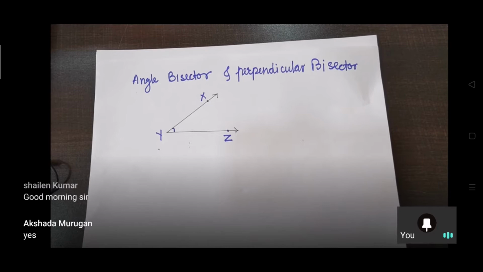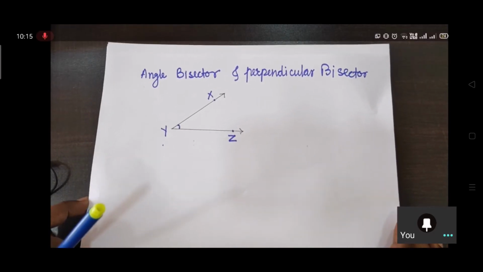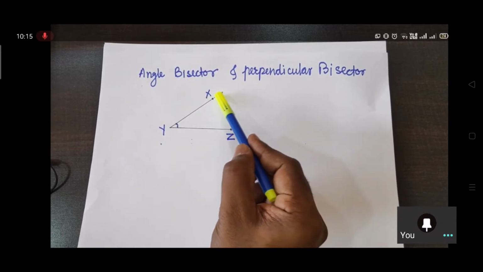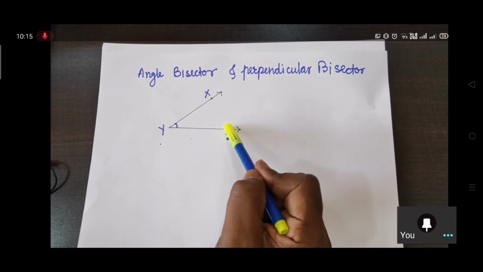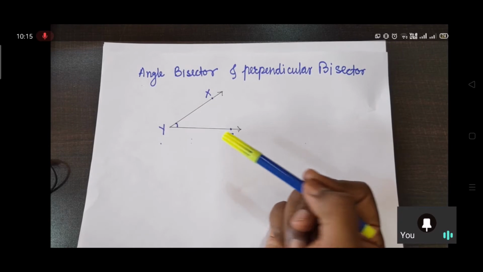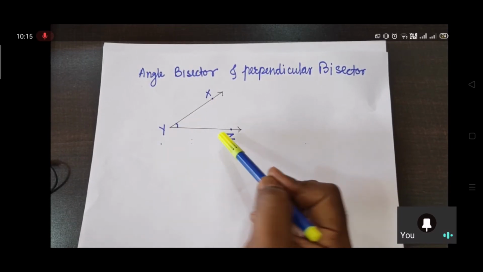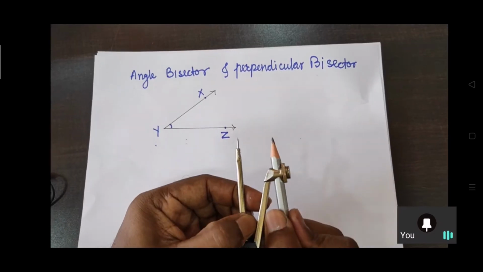We have to learn angle bisector and perpendicular bisector. First we start with angle bisector, and I told you to draw this angle with any measurement. Give the name X, Y, Z to this angle. Now, a little bit of proper span.